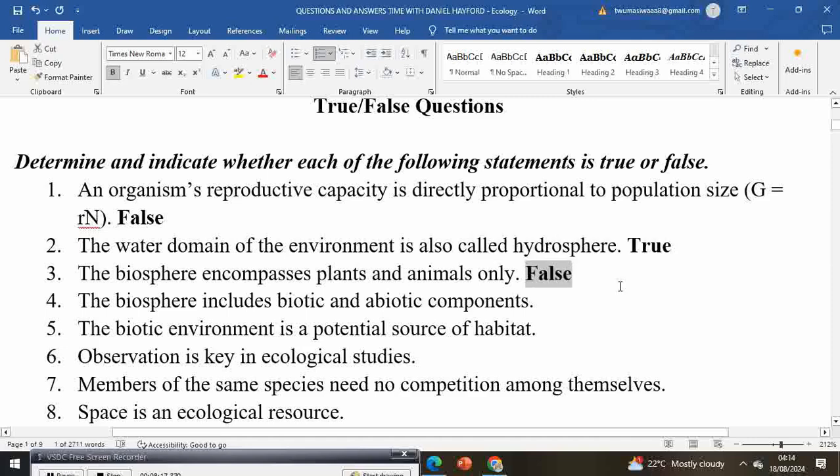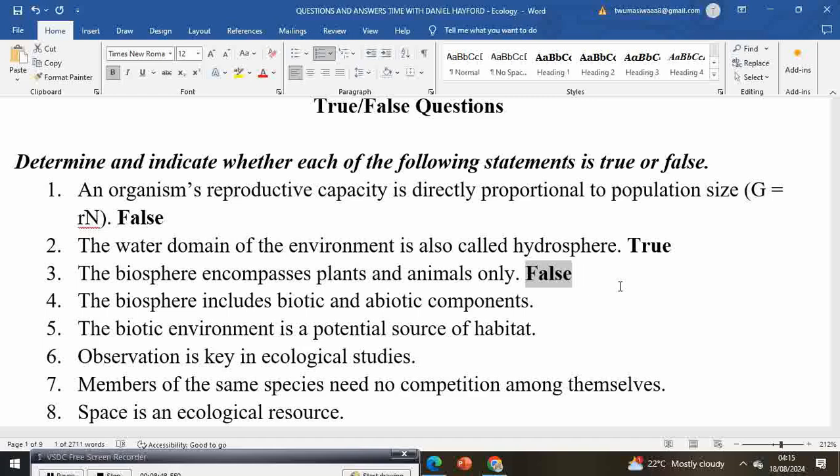Because the biosphere is not made up of only plants and animals. It's made up of organisms which belong to the other kingdoms of life. So fungi, for example, are also here. We have the bacteria, archaea, and so on and so forth. Now, the fourth question, number 4.